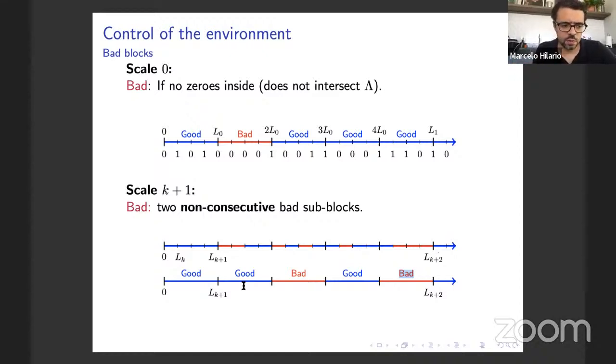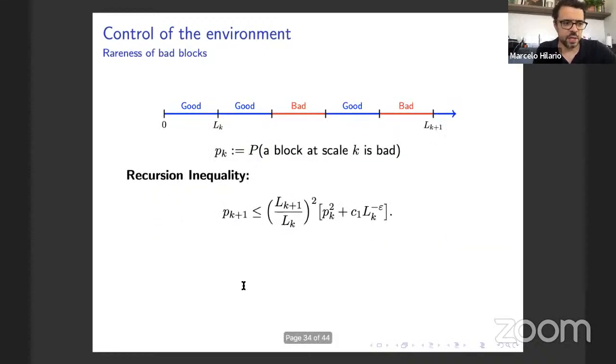So what's the main idea then? Now if you define pk, the probability that one block is bad, so it doesn't have many columns passing there, you have to control this quantity. And what you want to show is that this quantity is small. So you don't want to see bad blocks here. You want to see good blocks.